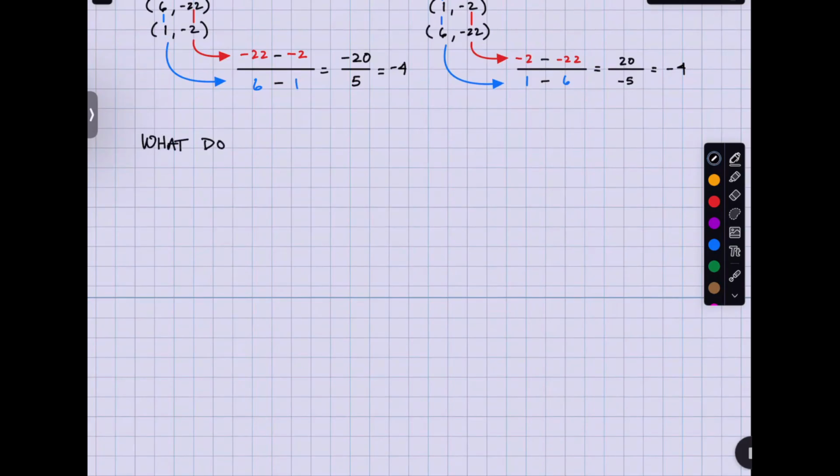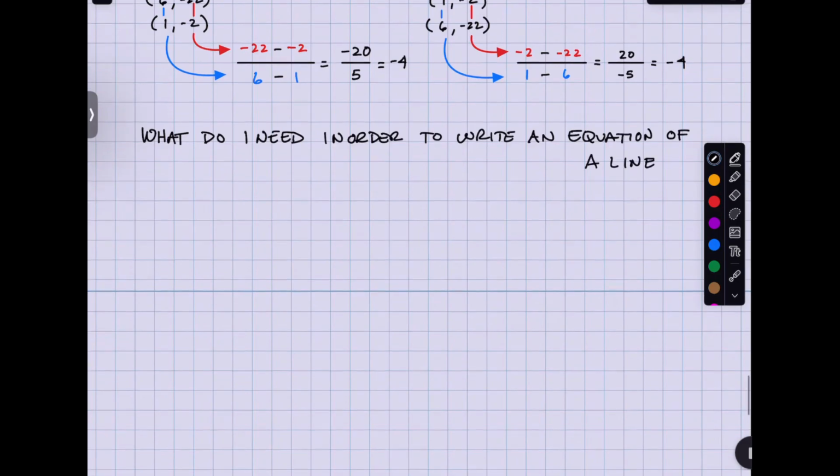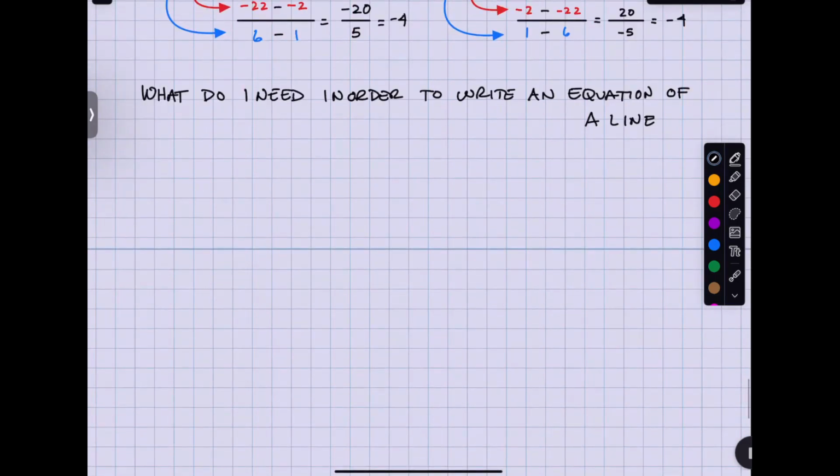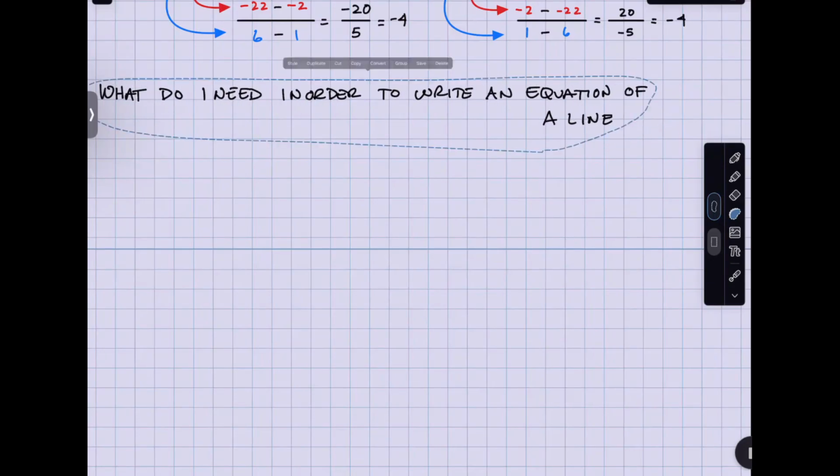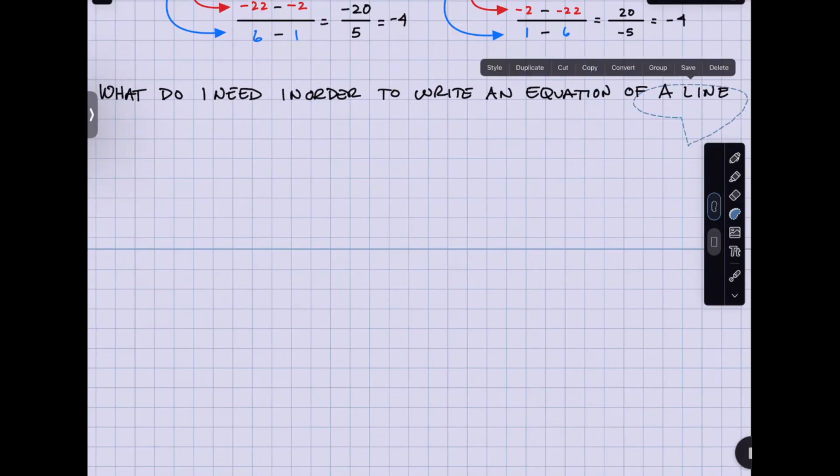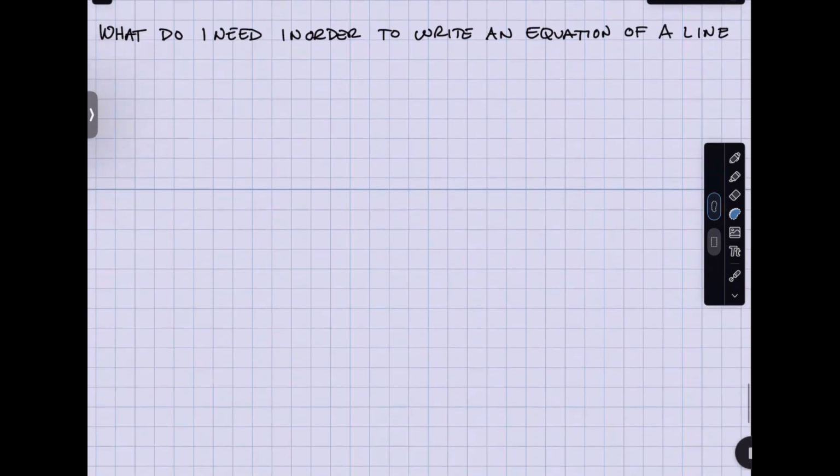What do I need in order to write an equation of a line? So if I had to write an equation of a line, what sorts of information would I need? I know what you guys want to say. What would you say?